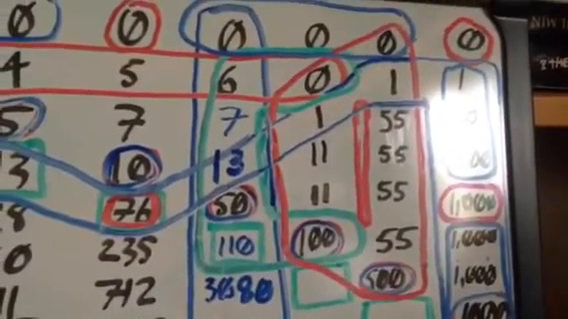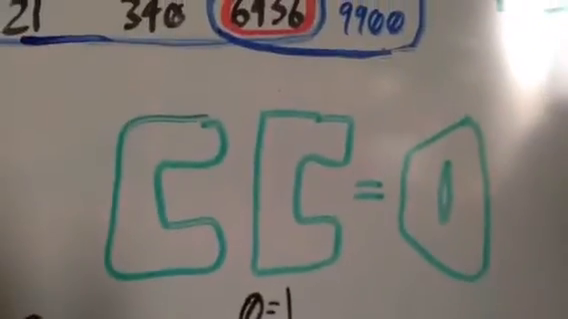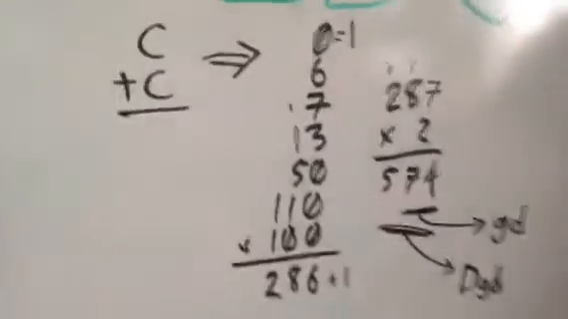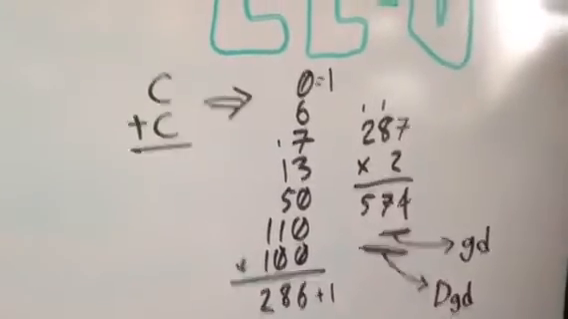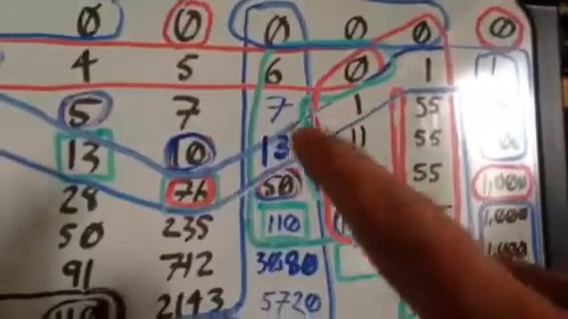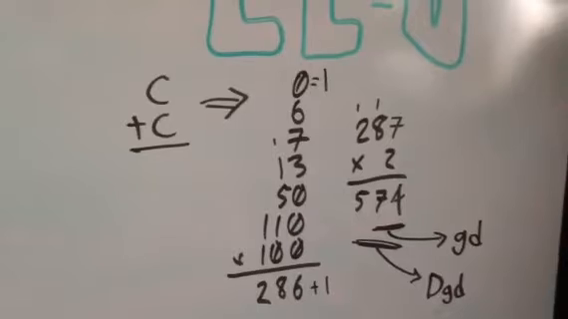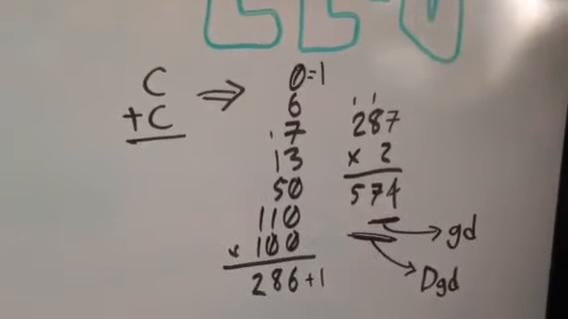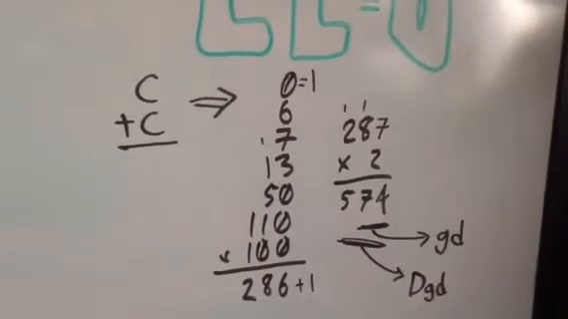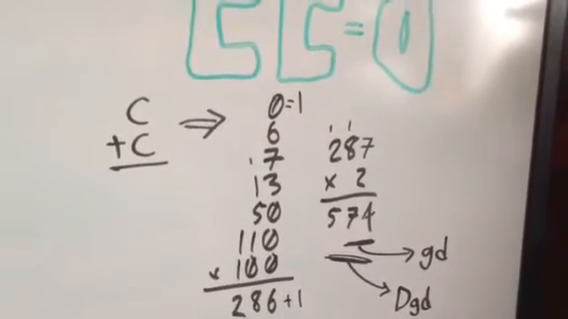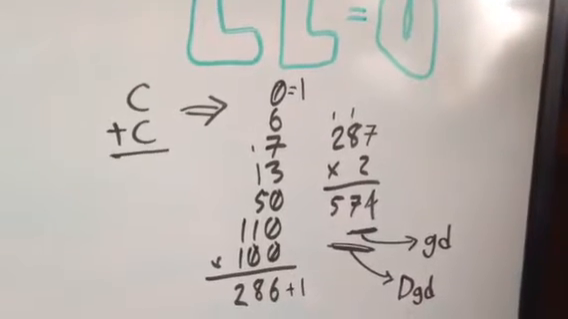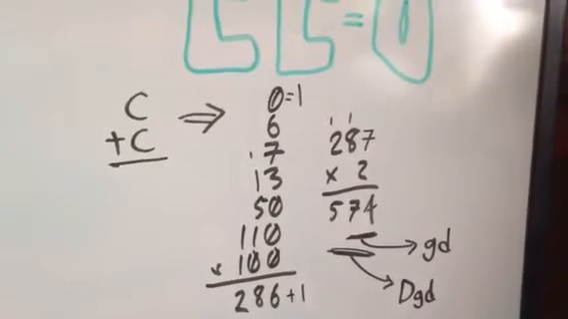Alright, so let's just do some summaries. Because C is equal to a D, okay, we're going to do this. C plus C is going to be equal to all this, okay? There's your C. It's going to be your 0, 6, 7, 13, 50, 110, 100. So if you add that all up, you're going to get 286. But you have to know that 0 is equal to a 1, so you're going to have to add 1, 287, multiply that times 2, 574. I find that interesting that the Roman numeral D is 500, but there's a leftover 74 at the end. Interesting.